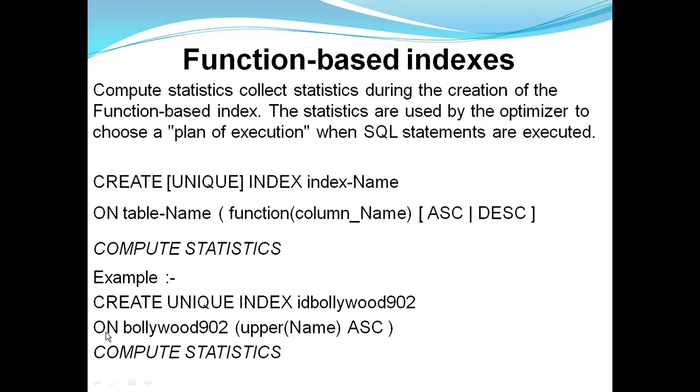Now for an example, here I have given the example as well. Create unique index name on table name. I'm using the function upper. I'm sure everybody knows what upper is. Upper is nothing but something which converts characters into uppercase. So we say upper, then I'm using a column name. Ascending I have chosen here, but even if I don't choose, by default it will be ascending. And since we have used upper, we use the keyword compute statistics.